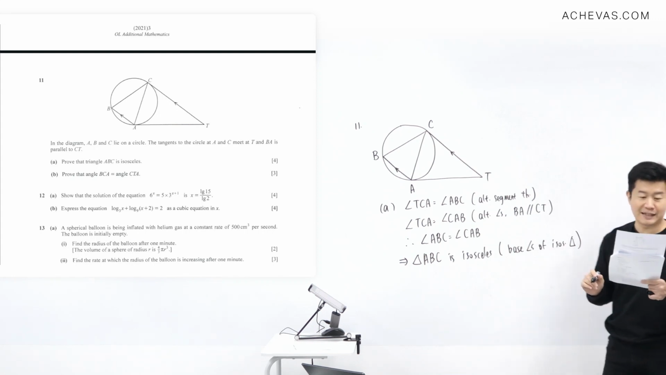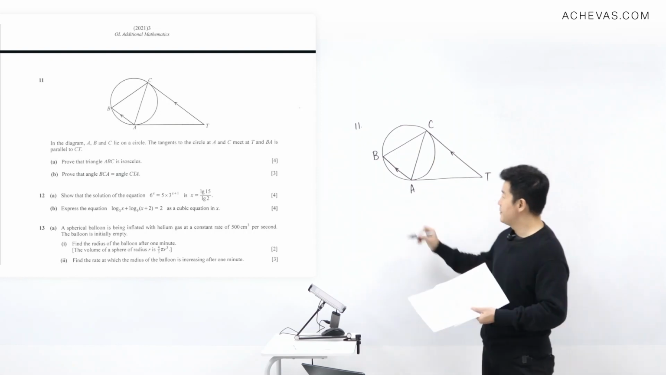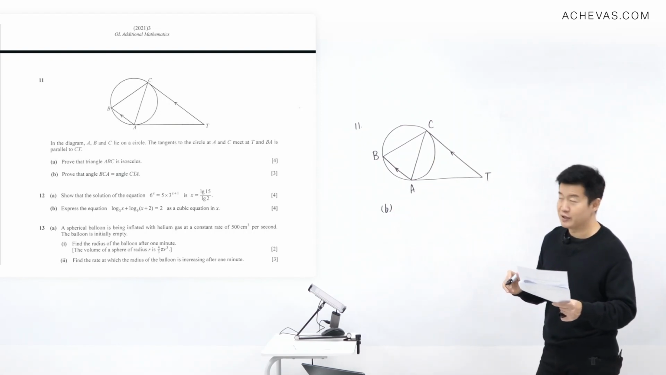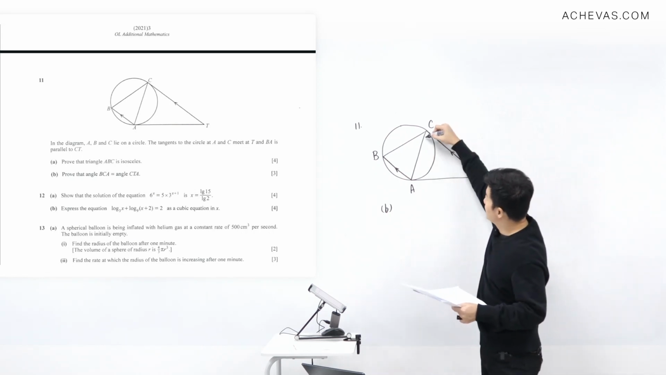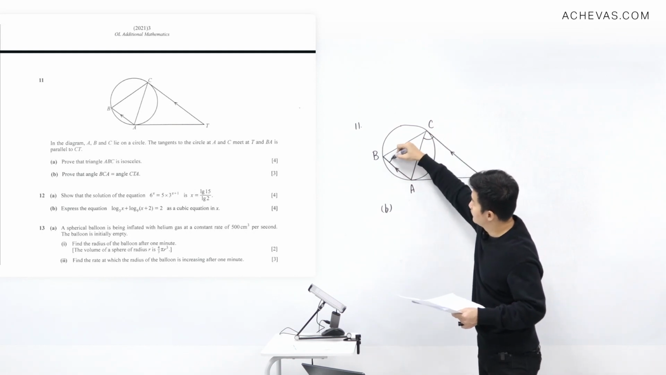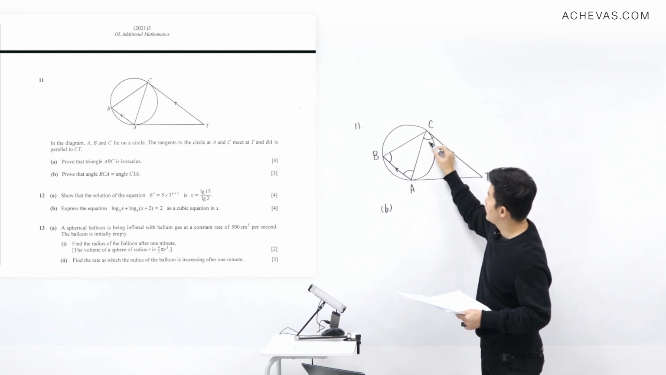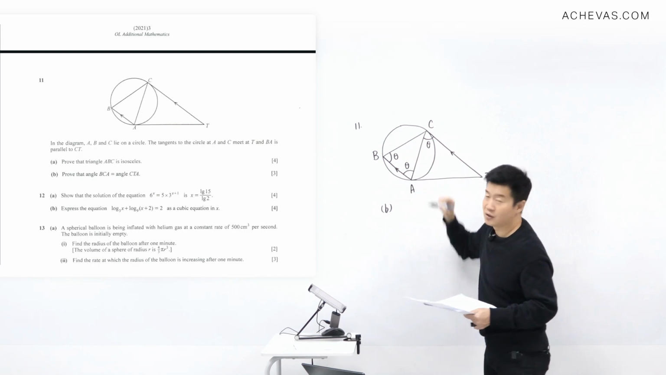Okay, we have proven part A. Let's move on to part B. In part B, we are going to make use of some of the geometry that we have derived from the previous part, which is this angle here. This angle is the same as this angle, which is also the same as this angle. And I'm going to call this angle theta. So we have theta over here, we have theta over here, we have theta over here.